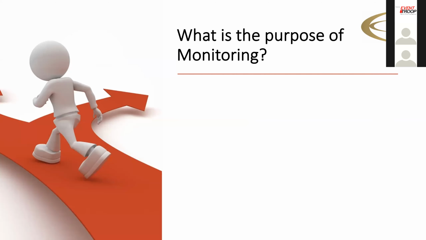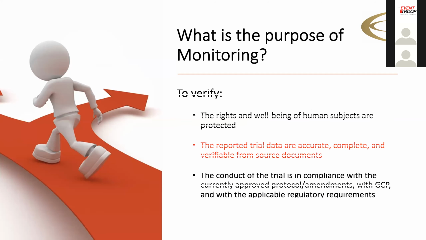So what is the purpose of this? The purpose of monitoring is simple. By doing this, we're ensuring that the rights and well-being of subjects are being protected, that the trial data is complete, accurate, and verifiable from source documents. This is GCP, the standard definition of GCP. So basically, the purpose of monitoring is to ensure that the trial is being conducted in accordance with good clinical practice, everything which ICH E6 R2 is telling us to do, as well as with applicable regulatory requirements.